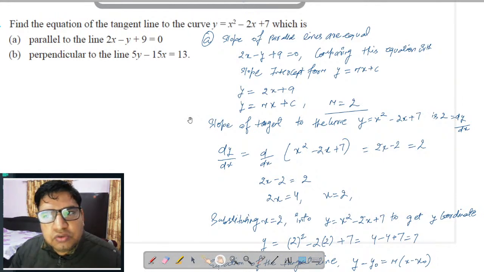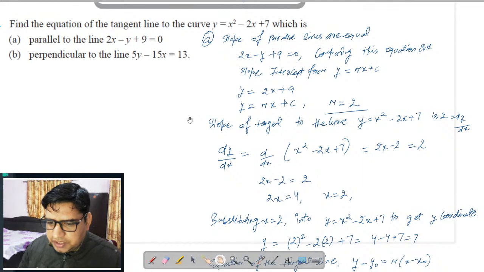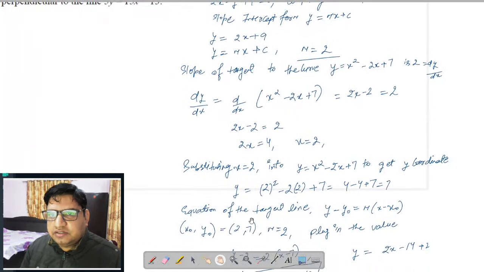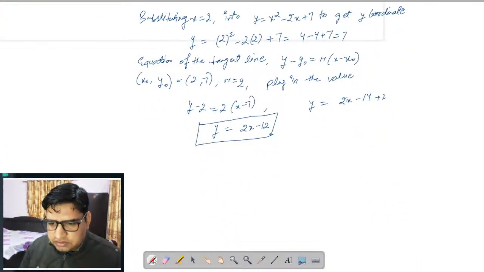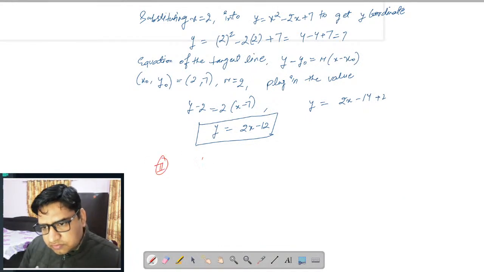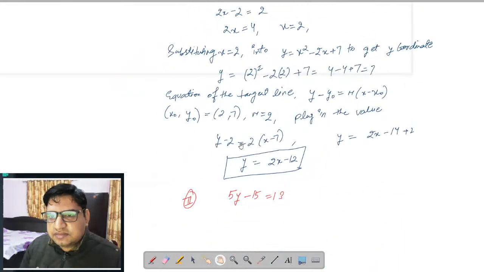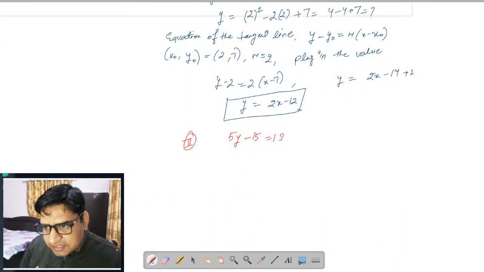And if two lines are perpendicular, the product of the slopes is equal to -1. So we'll use that property. The given line is 5y minus 15x is equal to 13. Okay, so we'll write down that second part. 5y minus 15x is equal to 13. And what is the curve given to us?